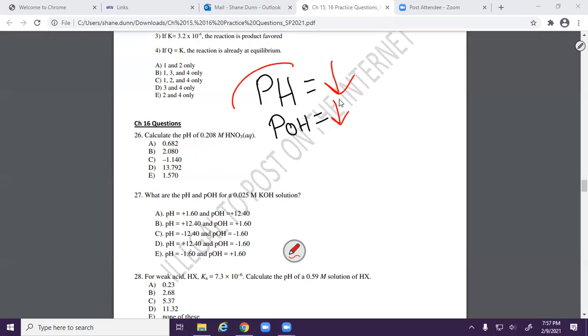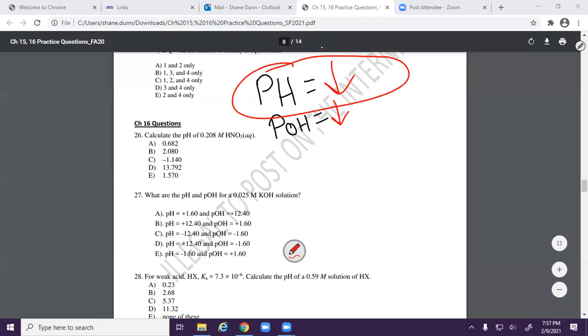Okay, with pH, what are you looking at right now? Acidity. pOH, what are you looking at? Basicity or alkaline, right? Good. The lower the pH value, more acidic. The lower the pOH value, the more basic. The higher the pH value, the more basic. The higher the pOH value, the more acidic. They are opposites of each other, yes.